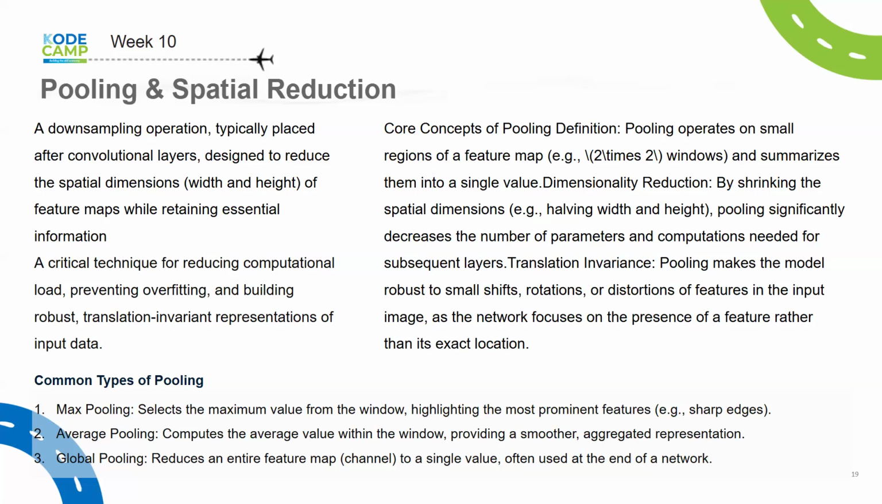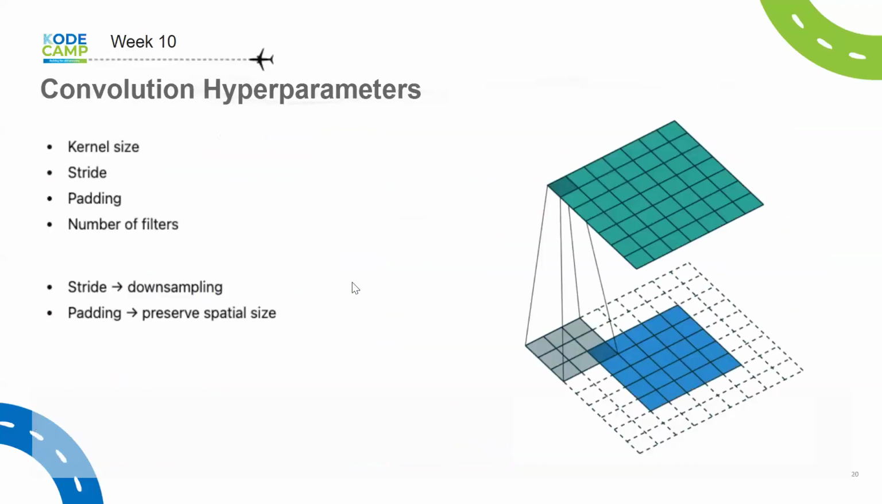Average pooling is where you don't take the maximum value, but you take the average value of all the values in that window. So that gives a more smooth and aggregated representation. And then you have global pooling. So in global pooling, you take the entire feature map and you reduce it to a single value. So you typically use this at the end of a network.